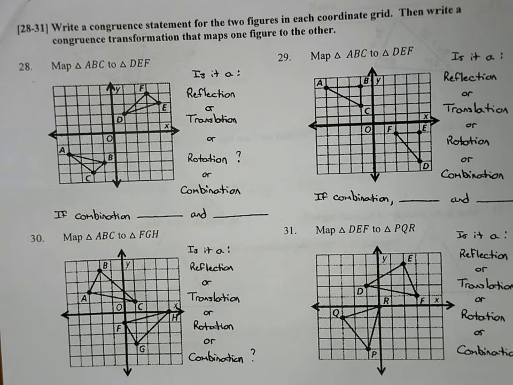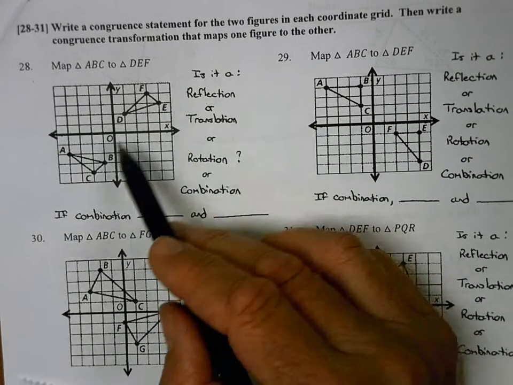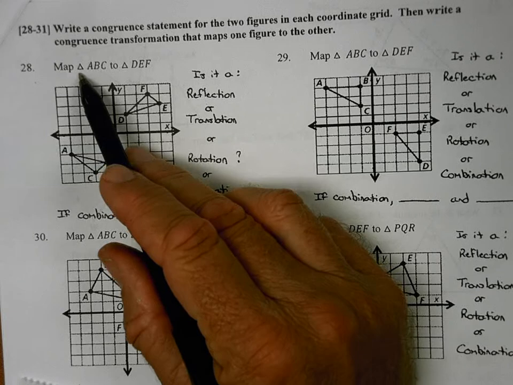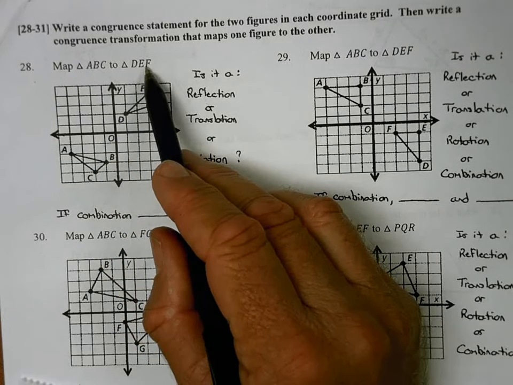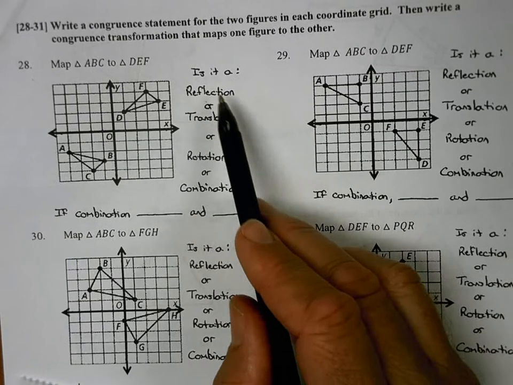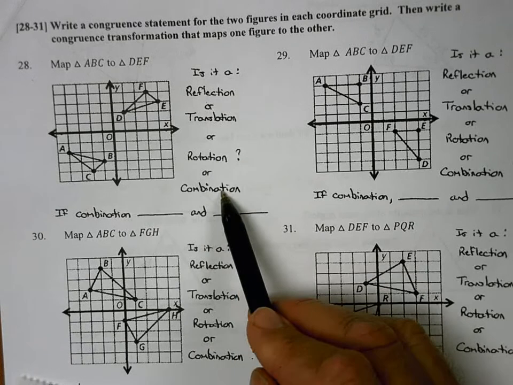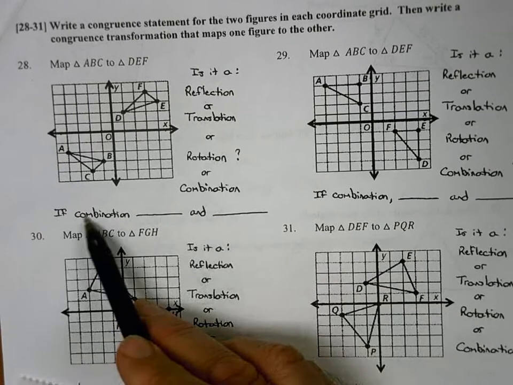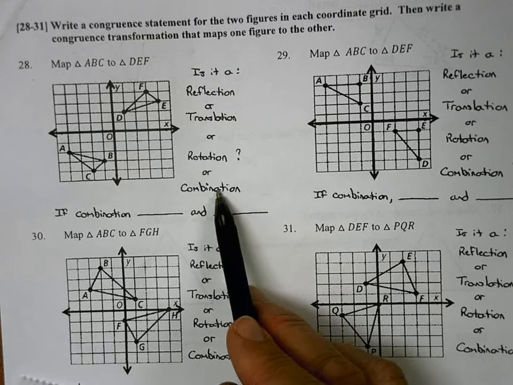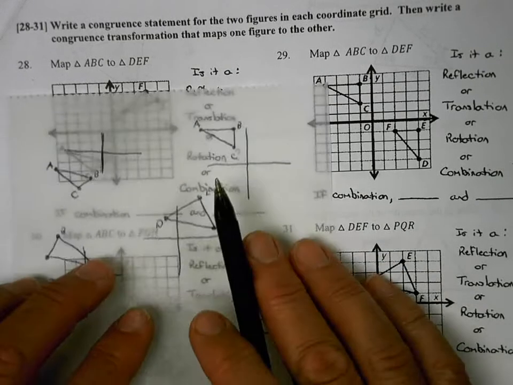Okay, so what I would do in this problem is I would first figure out, in order to map triangle ABC to triangle DEF in number 28, is this a reflection, or a translation, or a rotation, or is it a combination? And if it's a combination, we're going to state what it is. A combination would mean that two of these movements are going on.